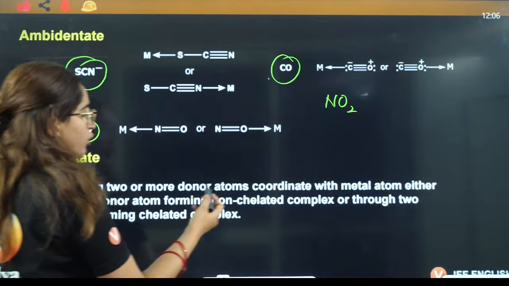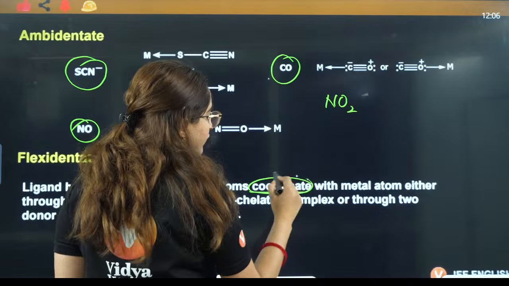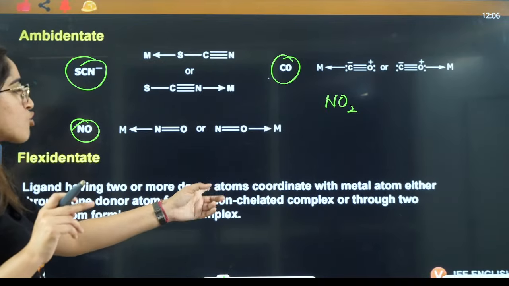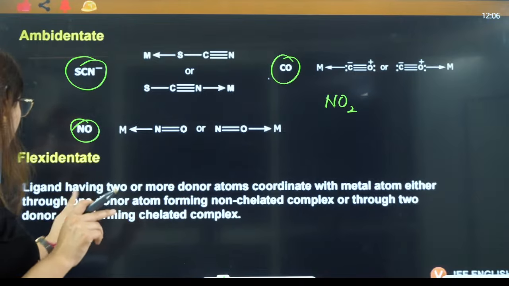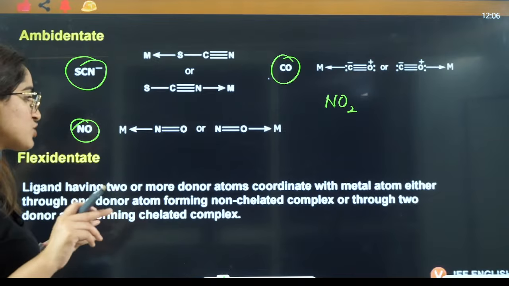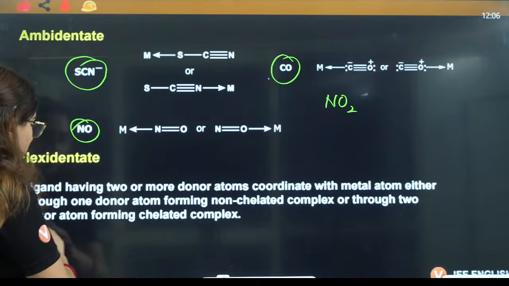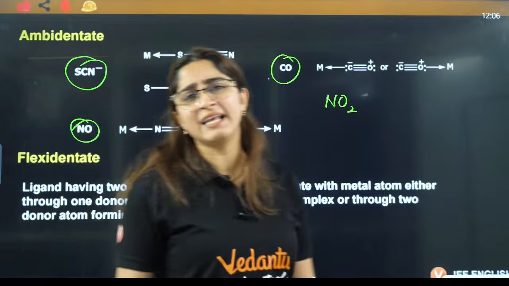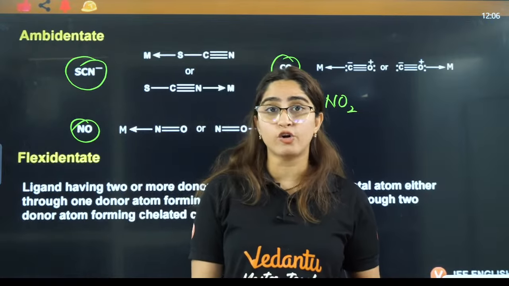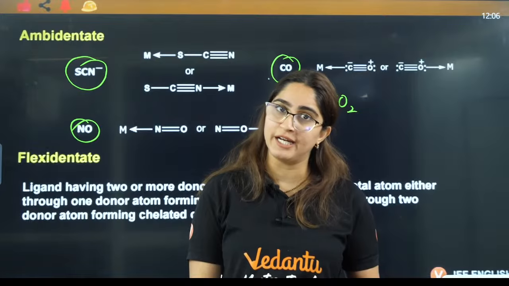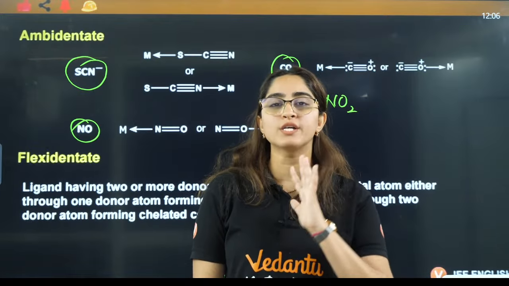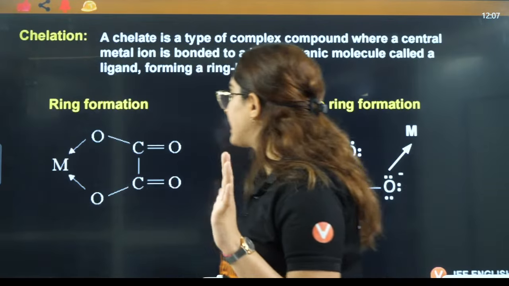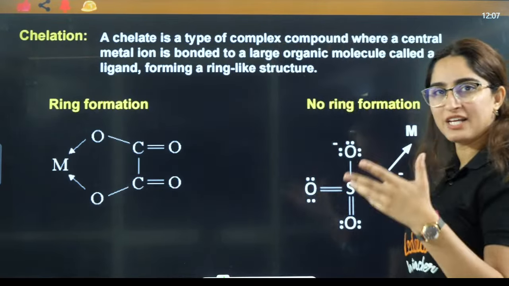Flexidentate ligands are ligands having two or more donor atoms that coordinate with the metal atom either through one donor atom forming a non-chelated complex, or through more donor atoms forming a chelated complex. They are saying that flexidentate ligands are like, I can also make a chelated complex, I can also avoid chelating. It's your choice what you want to do. I am flexible in that context. That is flexidentate ligands.